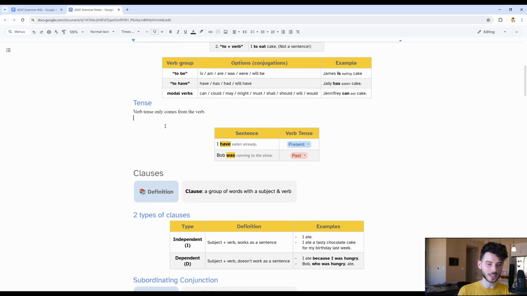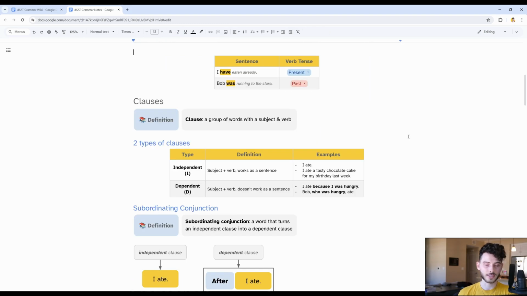Tense is only past, present, future, and it only comes from the verb. I have eaten already. Have is present tense. Like, I have glasses that for some reason I'm not wearing right now. So this sentence is present tense. Bob was running to the store, past tense. This matters if you have to match tense within a passage.